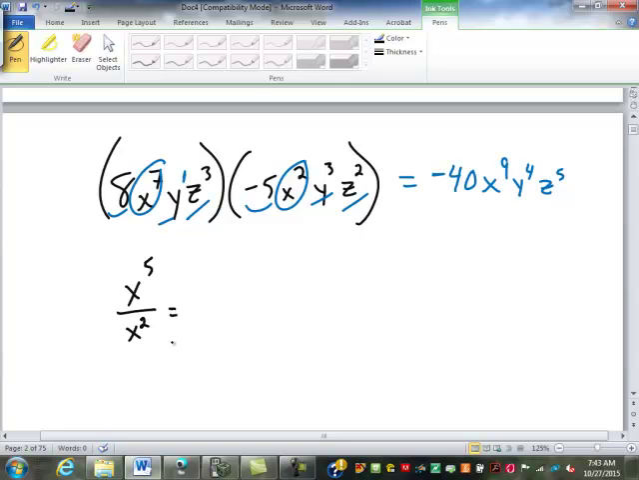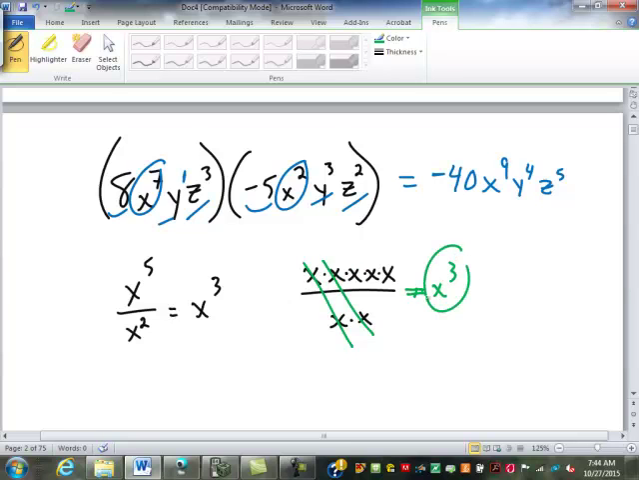What's that going to give us? Some of us know that is x to the third. Remember, x to the fifth is 5 x's multiplied together, divided by x squared is 2 x's multiplied together. Now we can cancel out. Remember, we can reduce fractions by dividing out top and bottom by the same thing. We can divide out an x. We can divide out another x. And now we just have 3 x's, or x to the third, over 1, or just x to the third.